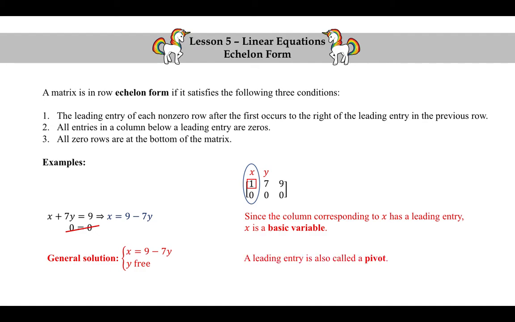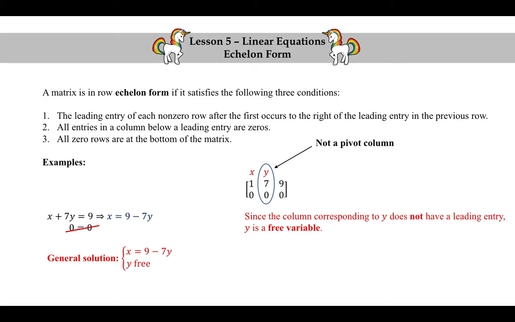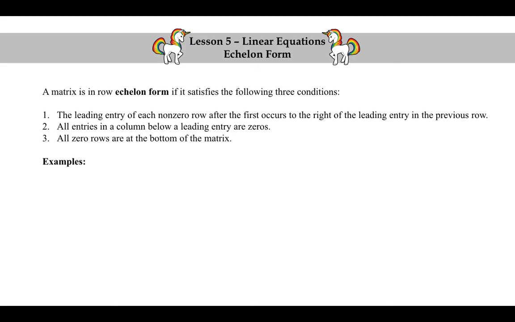A leading entry is also called a pivot, and a column with a pivot is called a pivot column. So the column corresponding to x, the first column, is a pivot column, and the leading entry of 1 is called a pivot. Let's look at the second column. Since the column corresponding to y does not have a leading entry, y is called a free variable. So this column is not a pivot column.